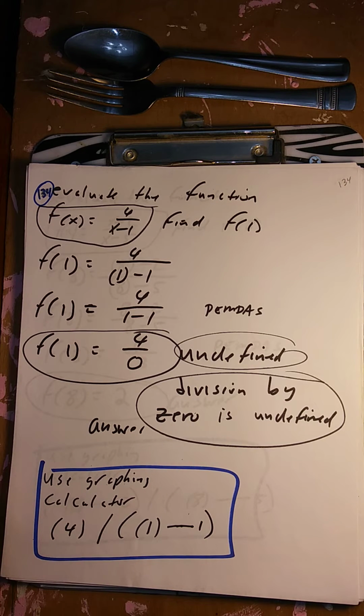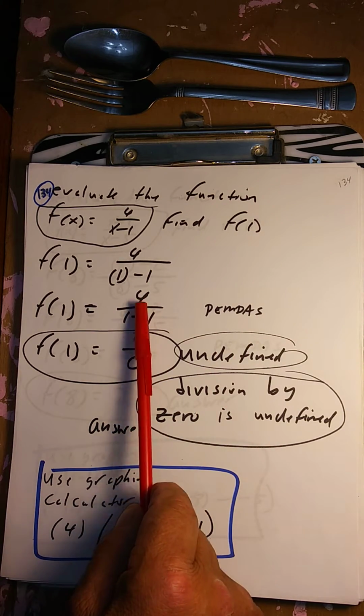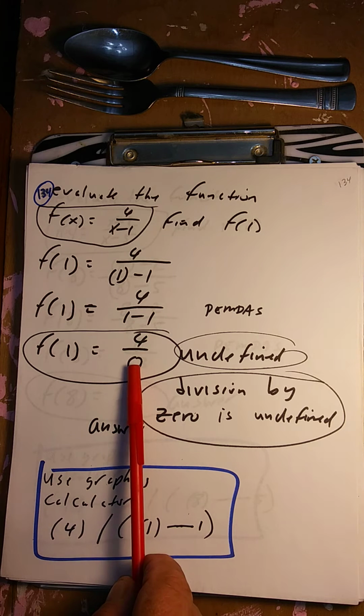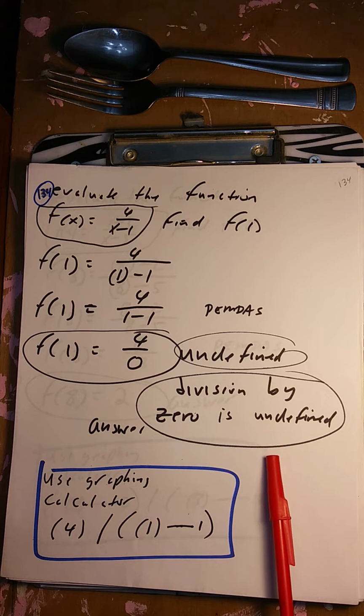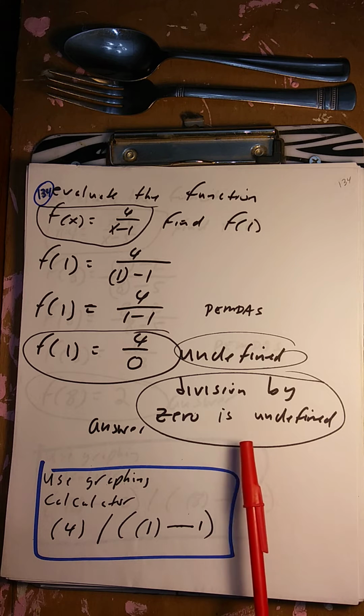Evaluate the rational function, okay? Some in the top, some in the bottom. F of 1, put a 1 in there. So you're going to get 4 over 1 minus 1. 4 over 0, it's undefined. Division by 0 is not possible. So it's undefined.